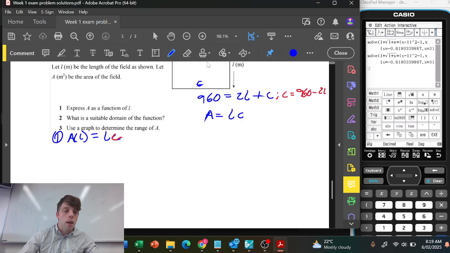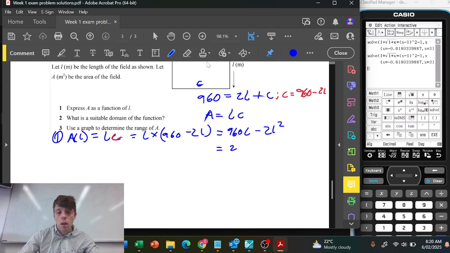So the equation then would become L times C, which was 960 minus 2L. All right? If we expand out this bracket here, we're going to get that is equal to 960L minus 2L squared. And you might even see that there are common factors here. We can just leave them outside of the brackets, to be honest. It will make things easier for us. So we can take out the 2L as a common factor. That leaves us with 960 divided by 2, which is 480 minus L. And that's the expression. That there is A as a function of L.